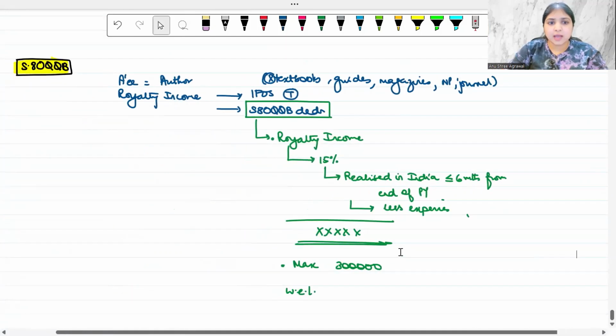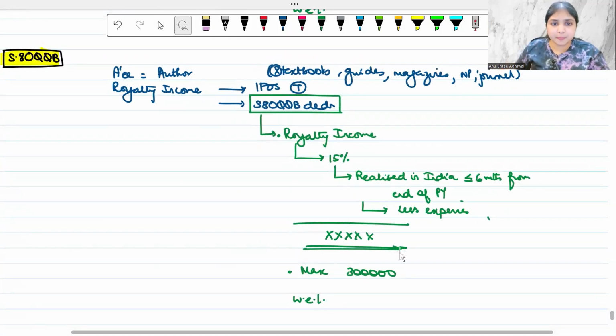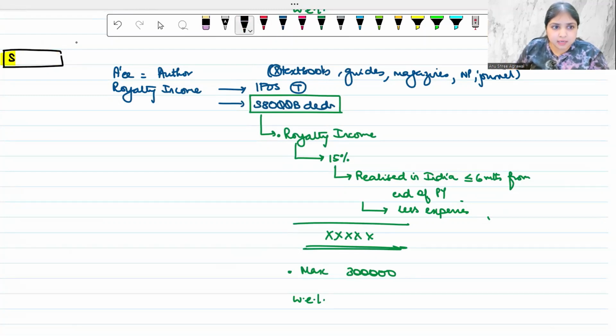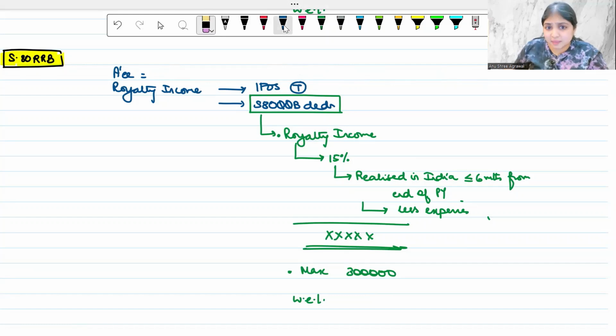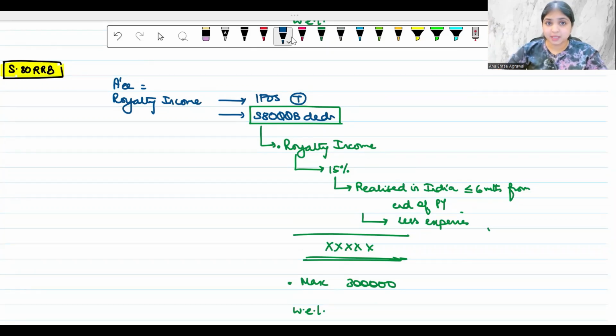Our next section, we're talking about section 80 RRB. Now, under section 80 RRB also, here also we're talking about royalty income. But here the assessee is not an author. Instead, he's an inventor. He has invented something, and that invention is also patented in his name. So under 80 RRB, your assessee is a patentee.